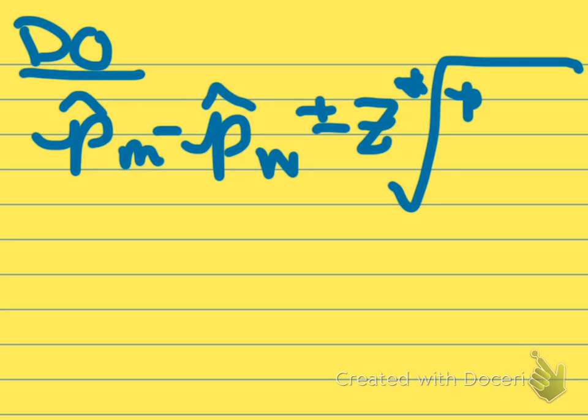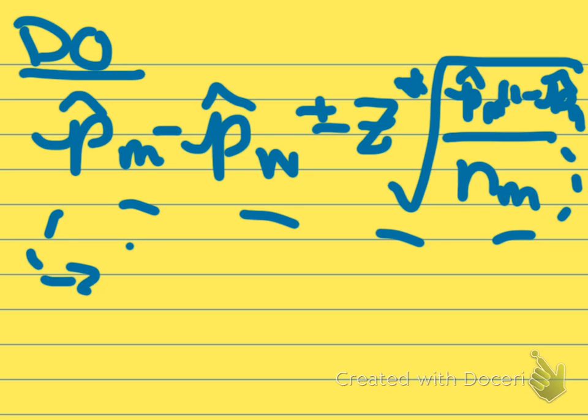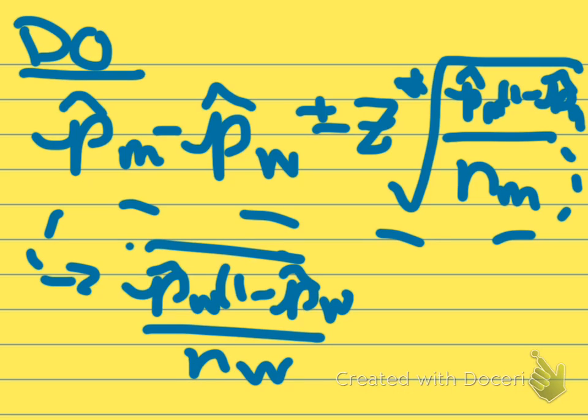So you're going to take P hat of M times 1 minus P hat of M over N of M. The root needs to stay, so I apologize, I ran out of room. Dot, dot, dot. Still under the root, right? P hat of W times 1 minus P hat of W, all over N of W. You have to plug all that in. Then you can type the rest in your calculator. Just remember, you do need to use the 2 proportion Z interval.